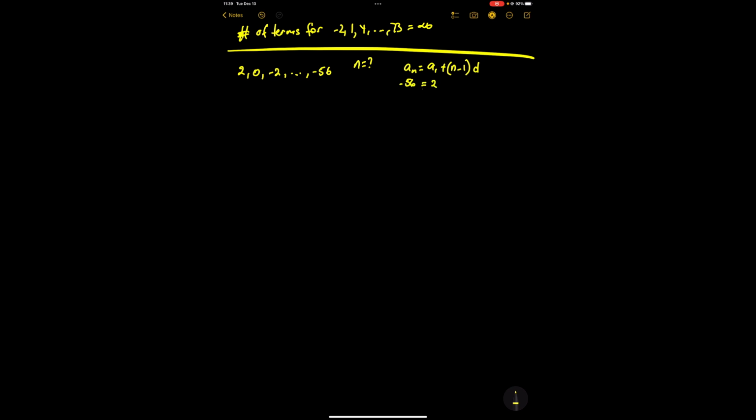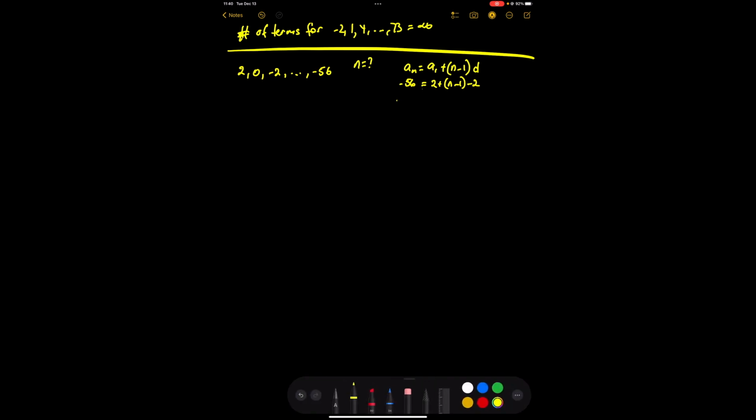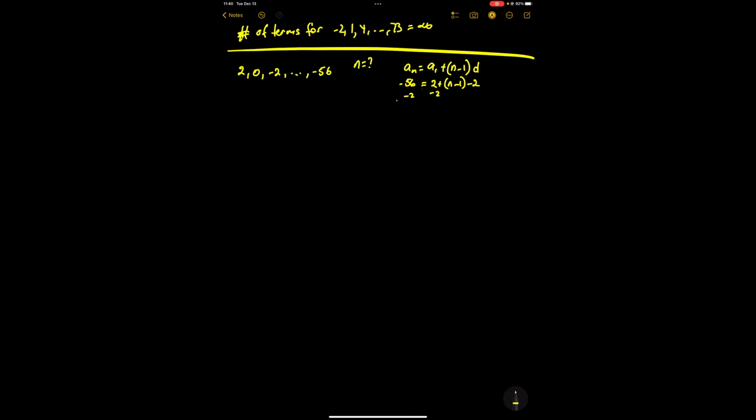a1 is equal to 2 plus n minus 1 times d. And what is d? d is 0 minus 2, which is negative 2. So that means we're going to have negative 56, and I'm going to subtract 2 on both sides. So I get negative 58 equals negative 2 times n minus 1.